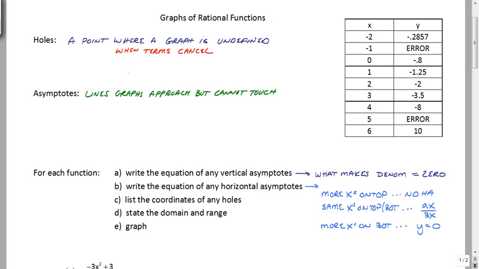Alright, time to talk about graphs of rational functions. So, before we get started with any graphs of rational functions, we're going to talk about a couple of things. First of all, a hole. A hole is a point where a graph is undefined. Now that happens when terms cancel, like in our last video. I called them a hole and I said we'd work with them later.